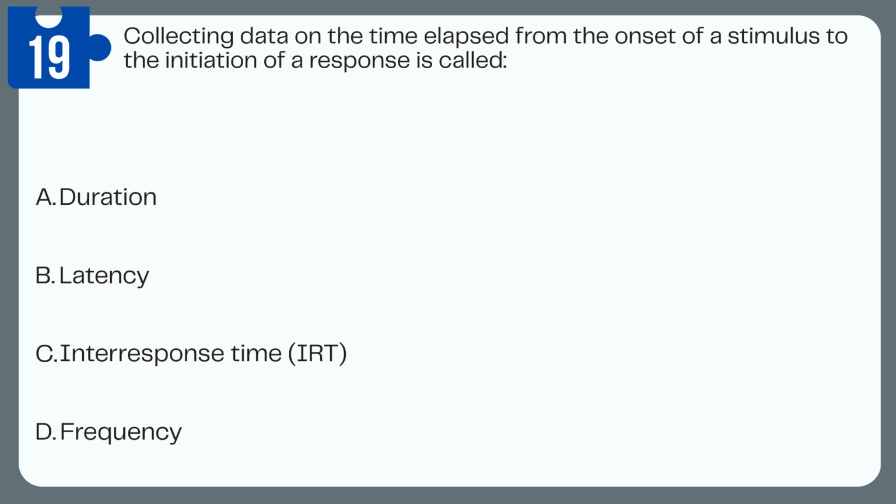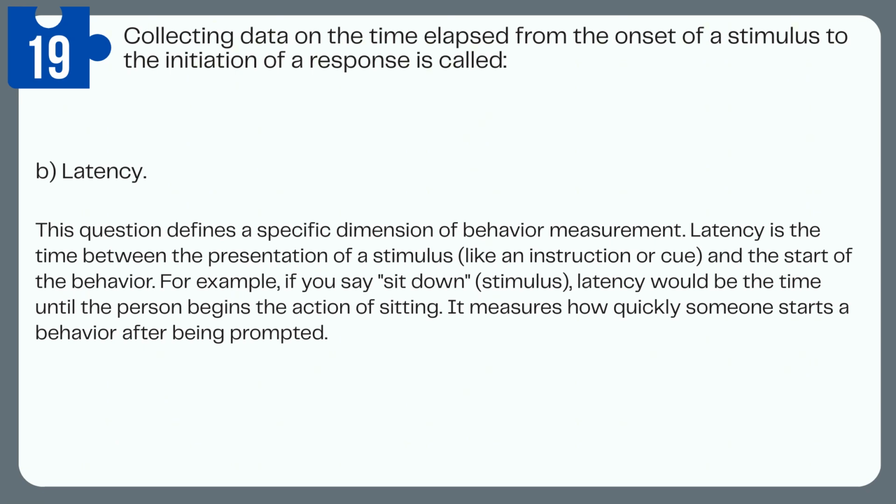Question 19. Collecting data on the time elapsed from the onset of a stimulus to the initiation of a response is called A. Duration, B. Latency, C. Inter-response time, IRT, D. Frequency. Answer: B. Latency. This question defines a specific dimension of behavior measurement.